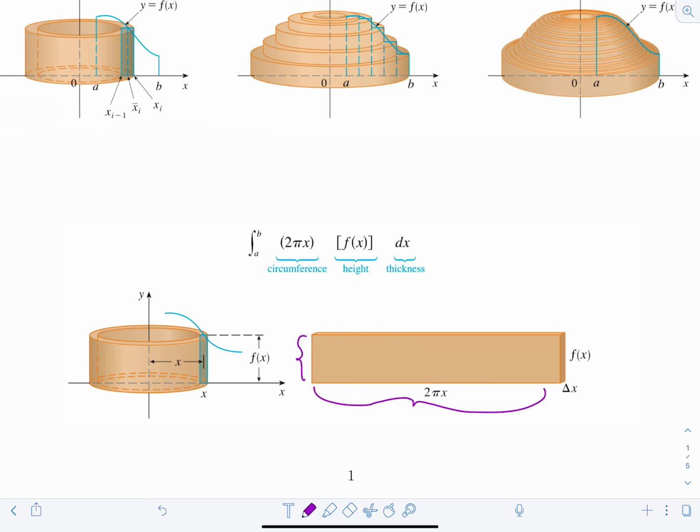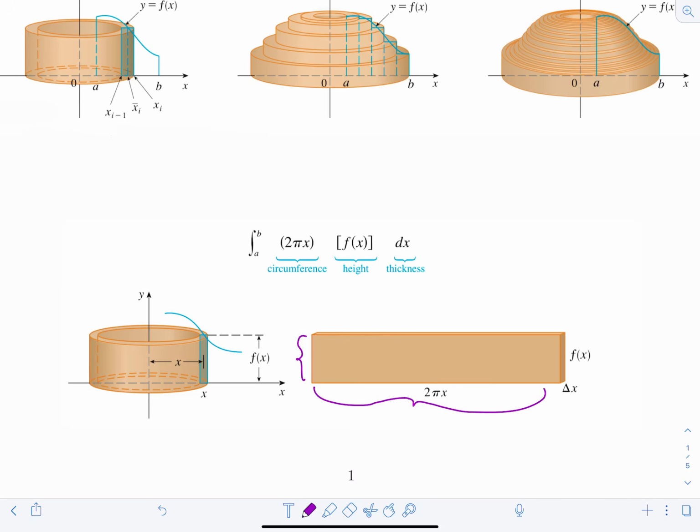The 2 pi x is 2 pi r, whatever the radius is. f of x gives us the height, and then we have dx. Each of these cylindrical shells, when we unroll them, we get a rectangular solid, a very thin solid. That delta x is that third dimension. And we're going to sum all of them up. That's why we have our integral, so that we can get the volume of the solid.